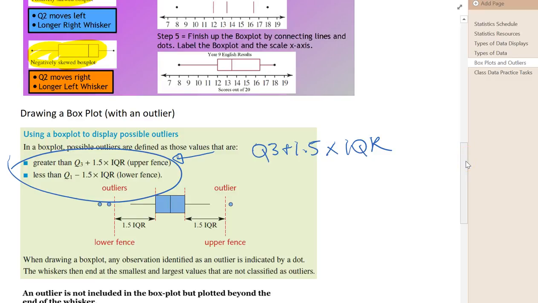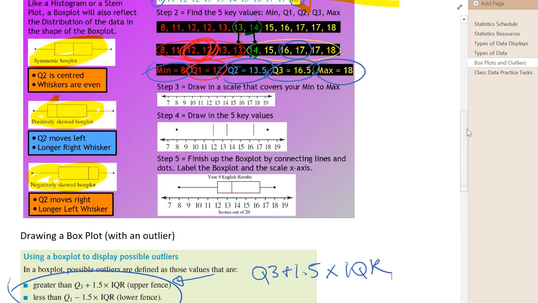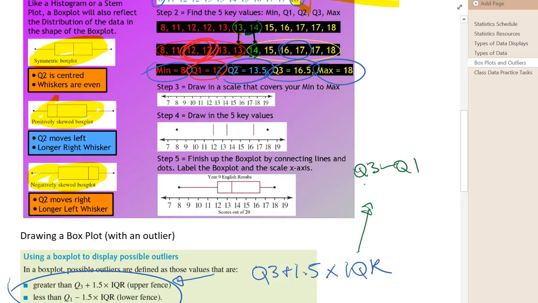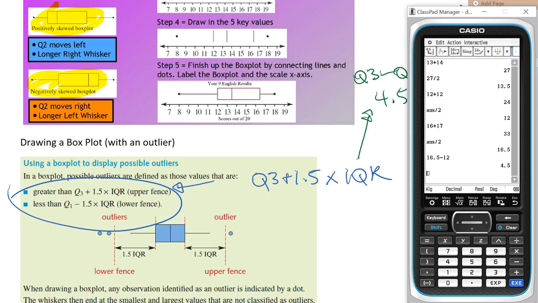IQR stands for interquartile range. Our interquartile range is Q3 minus Q1. Q3 is 16.5 and Q1 is 12. So our interquartile range is 4.5. So if we're going to work this out, our Q3 value was 16.5.